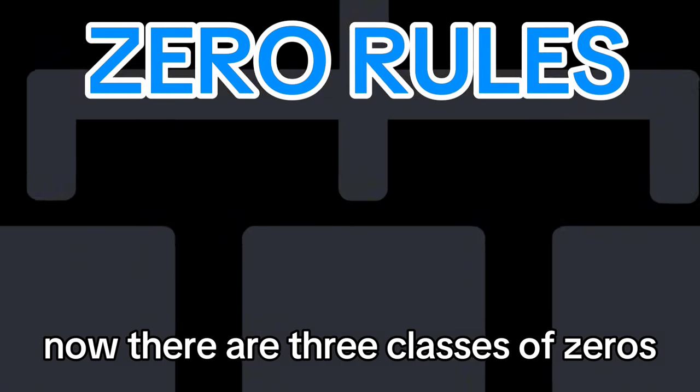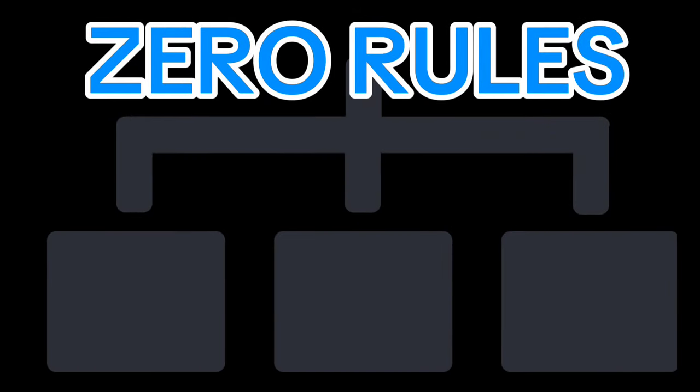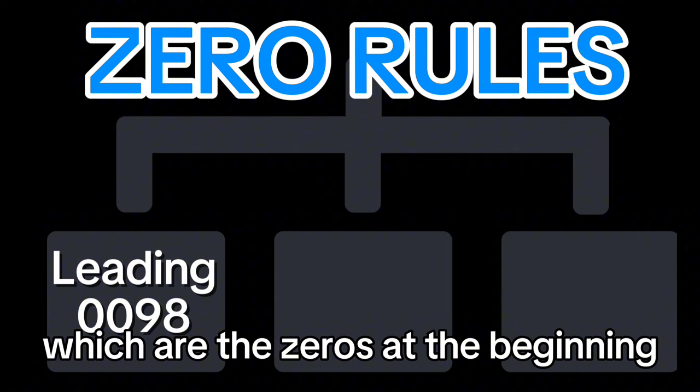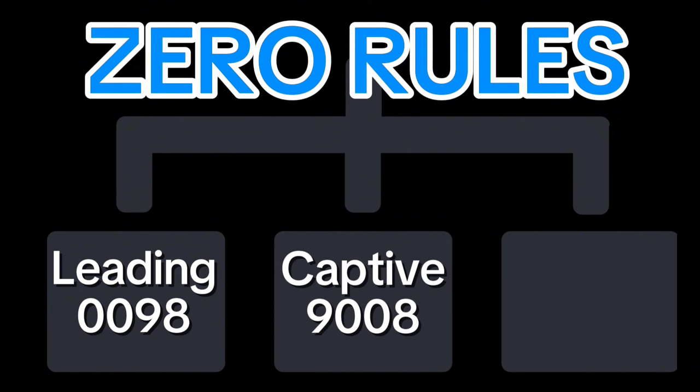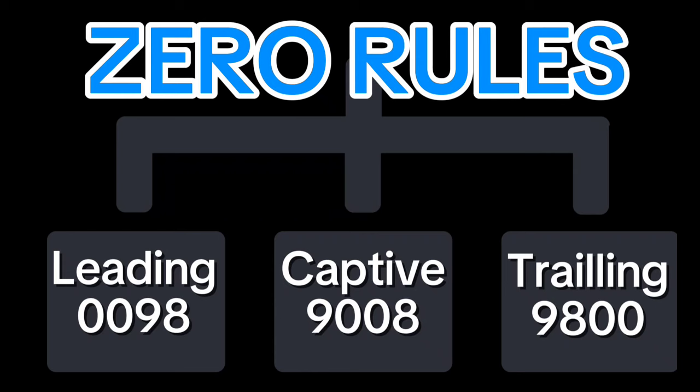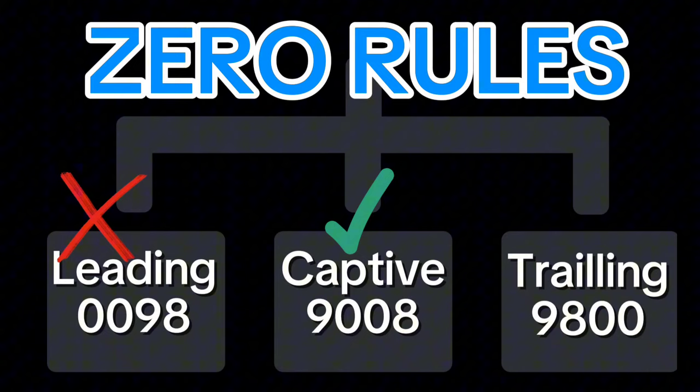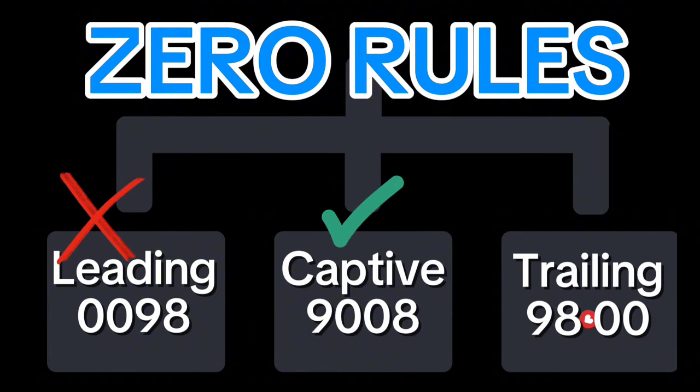Now there are three classes of zeros. We have leading zeros, which are the zeros at the beginning, and you have captive zeros, and you also have trailing zeros. So the leading zeros do not count as significant figures, and the captive zeros always count as significant figures, but the trailing zeros count as significant figures only if there's a decimal point.